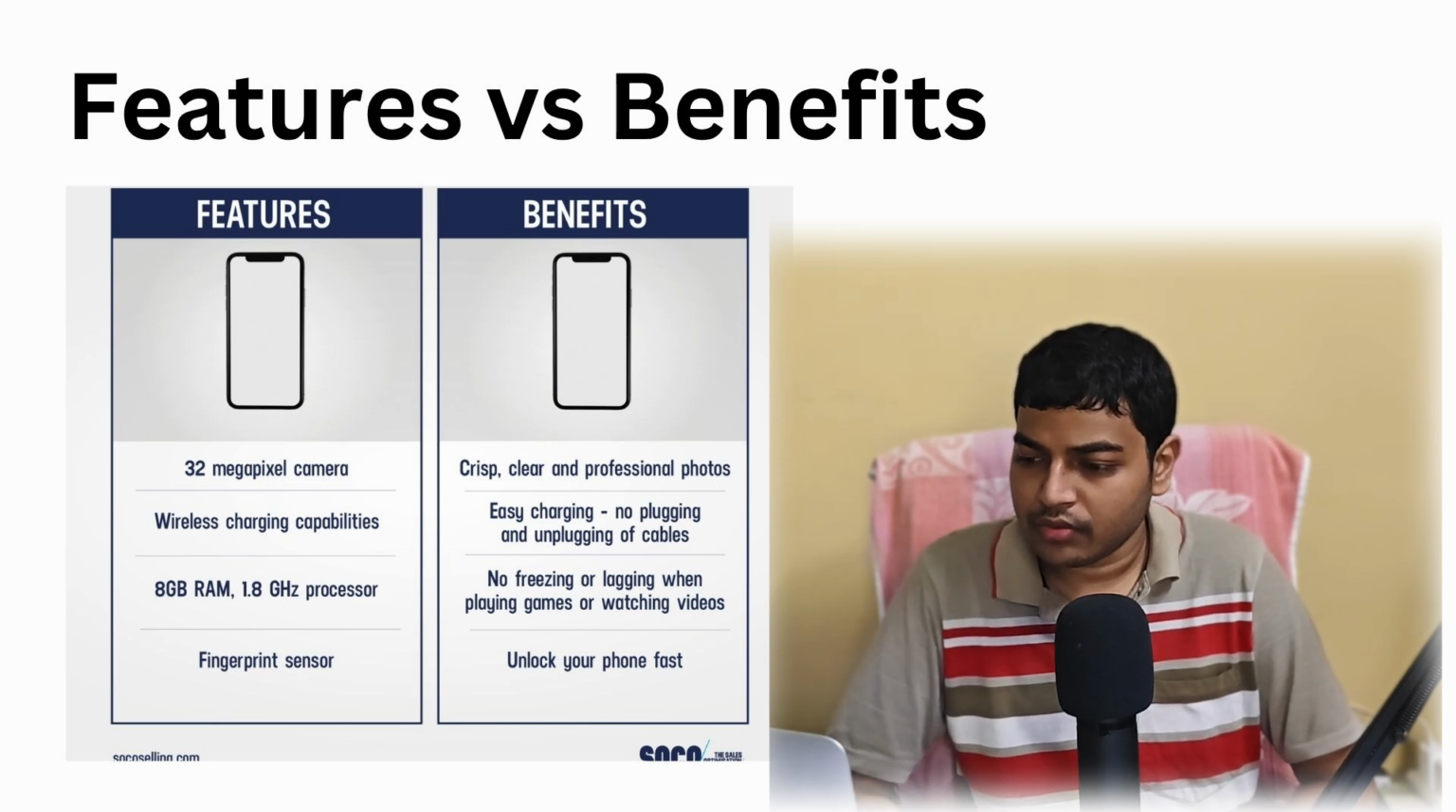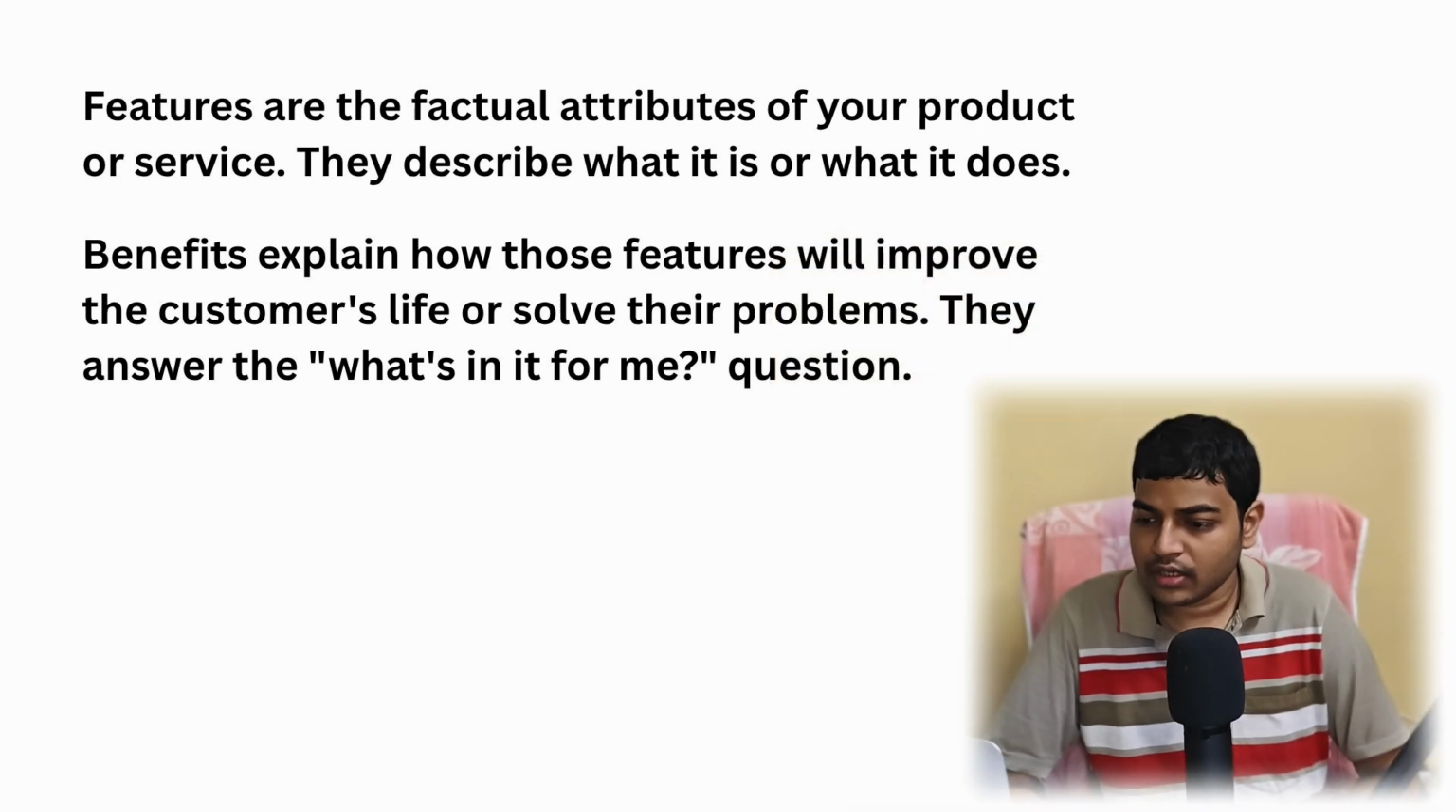When writing persuasive copy, shifting the focus from features to benefits is essential for engaging your audience. Here's a breakdown of how to achieve this. Let's understand the difference. Features are the factual attributes of your product or service. They describe what it is or what it does.